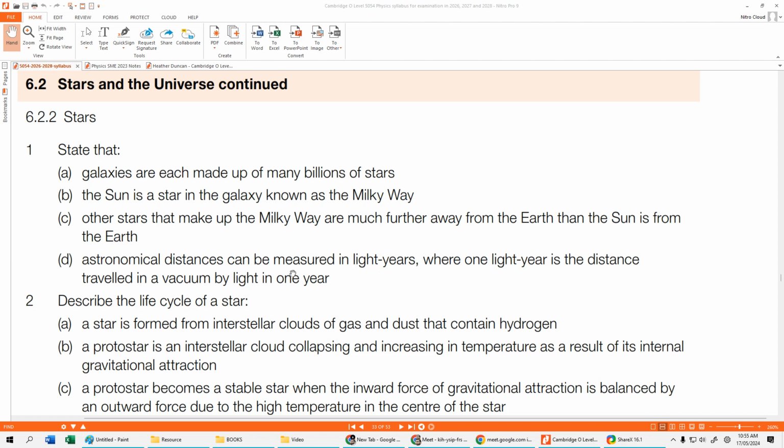Light year is not a measurement of time, light year is a measurement of distance. Astronomical distances can be measured in light years, where 1 light year is the distance traveled in a vacuum by light in 1 year.